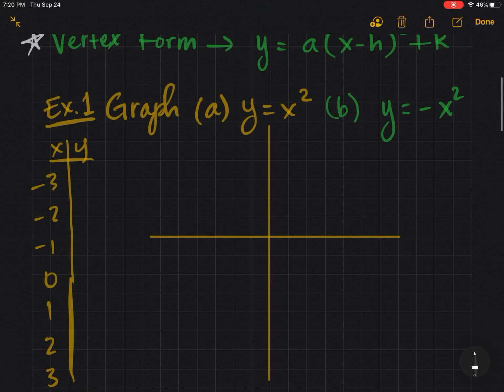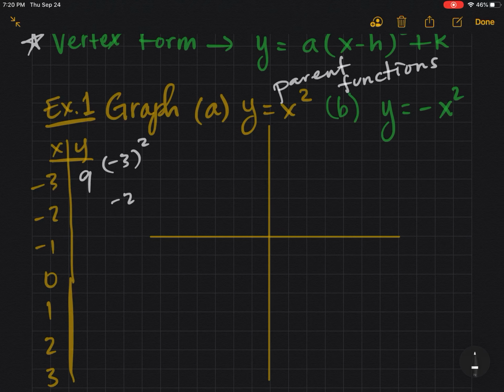So first of all, let's review how to graph what we call the parent function. This is just a regular parabola with no shifts or anything. So y equals x squared, we're going to start off by making a table of values. So if we plug -3 in, order of operations says that we have to do exponents first, so that's a +9. -2 squared gives us a +4, 1, 0, 1, 4, and 9.